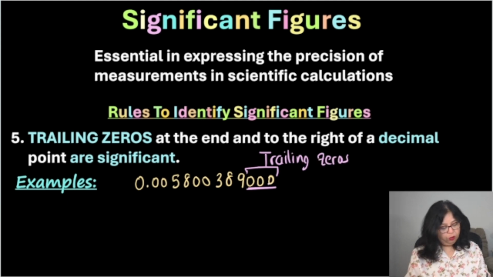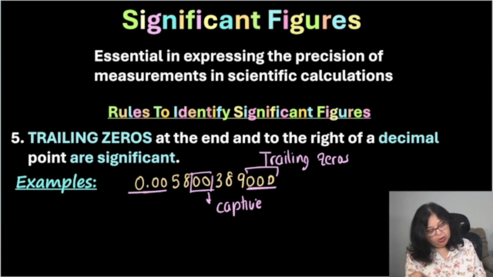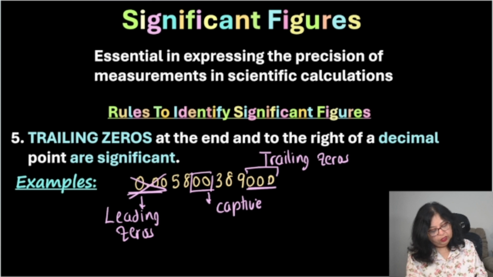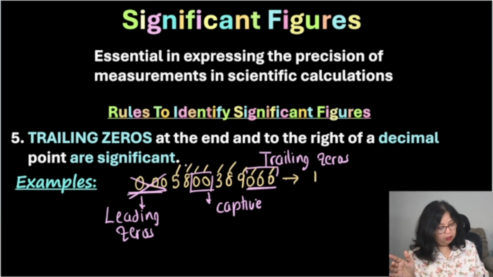And therefore significant. These trailing zeros are to the right of this decimal and therefore significant. These two zeros are between 8 and 3. These are captive zeros and are significant. However, these leading zeros are not significant. So these three are not significant. What are we left with? Let's see. 1, 2, 3, 4, 5, 6, 7, 8, 9, 10. Wow. A whopping 10 significant digits here.